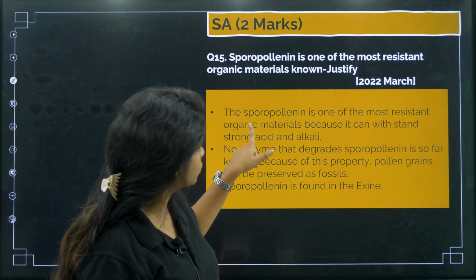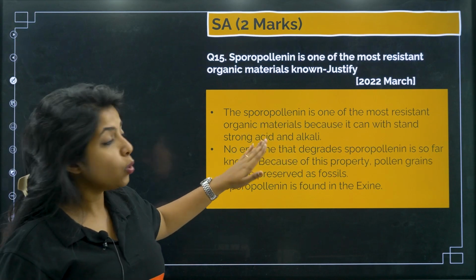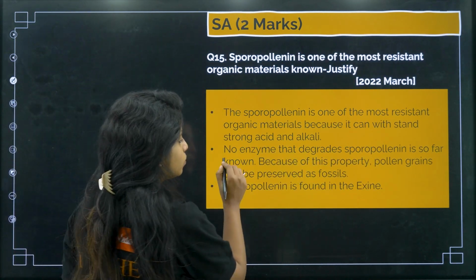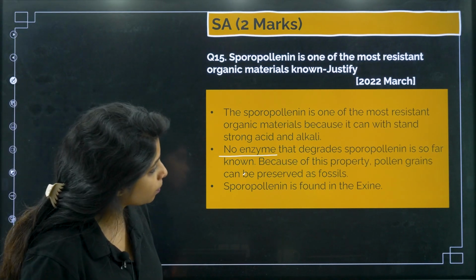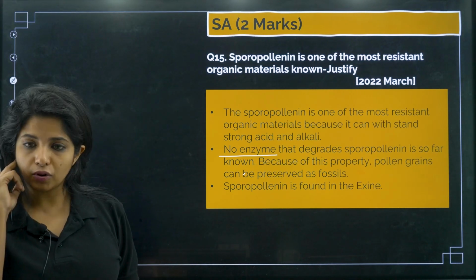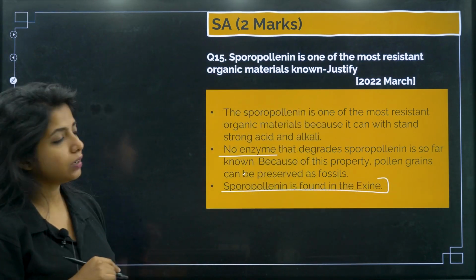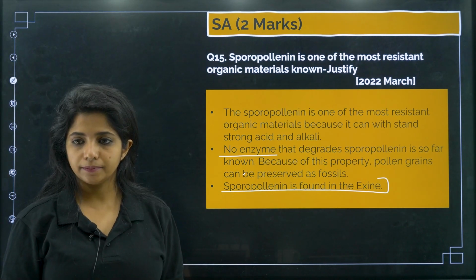Sporopollenin is one of the most resistant organic material because it can withstand what? Strong acid and alkali. No enzyme that degrades sporopollenin is so far known. You can put this particular point as well. There is no enzyme that can degrade sporopollenin as of now. So because of this property, pollen grains can be preserved as what? Fossils. Sporopollenin is found where, children? It is found in the exine. Three points you can write. You can make much shorter points, but you have to write it.